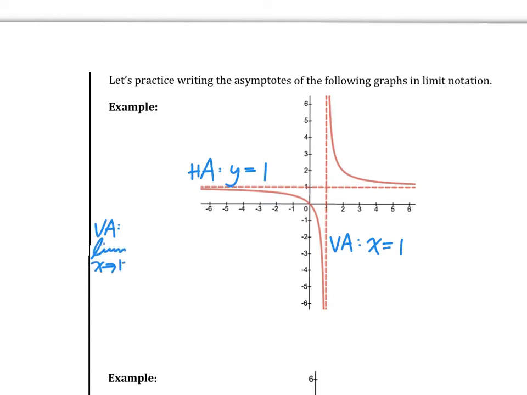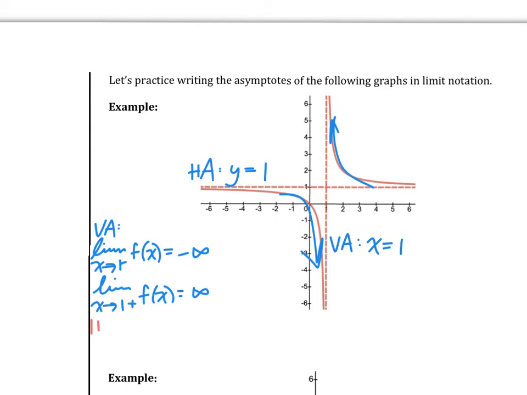To redefine the vertical asymptote, we can say the limit as x goes to 1 minus of f of x goes to, so when it's going to 1 minus, y is going to negative infinity, and then the limit as x goes to 1 plus, which is here, f of x is going to infinity. And that's how we define saying that there is a vertical asymptote.